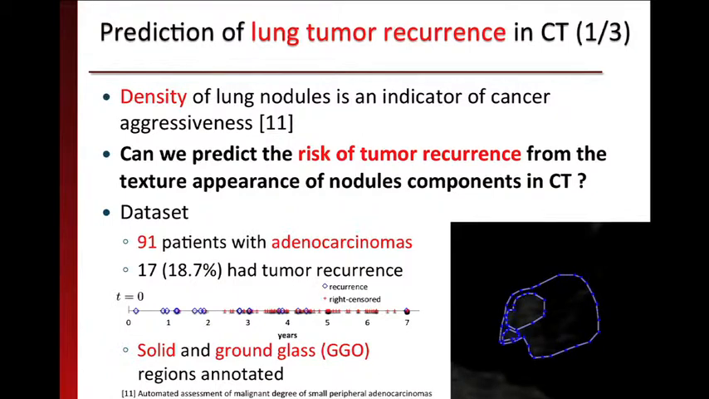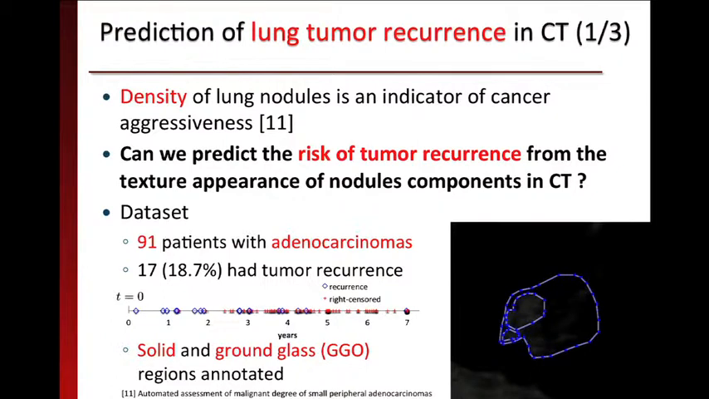So to address this question, we have a data set of 91 patients with adenocarcinoma. And from these 91 patients, 17 of them had a tumor recurrence. So we have, at that point, an image, which is just before surgery. Then the patient had the tumor removed, and they've been followed for 7 years. And during these first 7 years, 17 patients had a recurrence during that time. And the others, some of them left the study, and some of them were still there till the end of the study. So it's typically right-censored data that we have here.